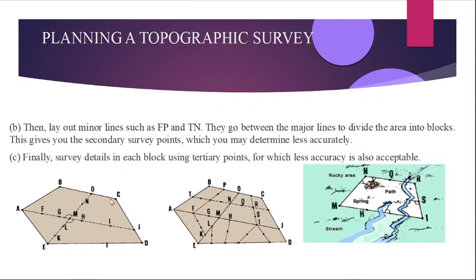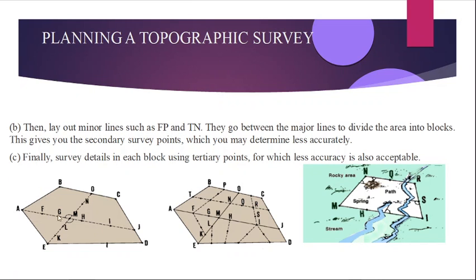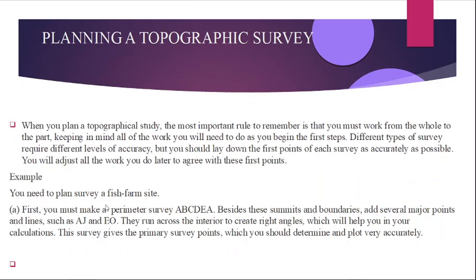Let's take a look here. ABCDEA is the perimeter of the survey. Now, beside these summits and boundaries, at several major points and lines such as AJ and EO, let's take a look. AJ and EO are the major lines and they cross each other at right angles, or 90 degrees. Now they run across the interior to create right angles, which will help you in your calculations. This is your process of survey work.